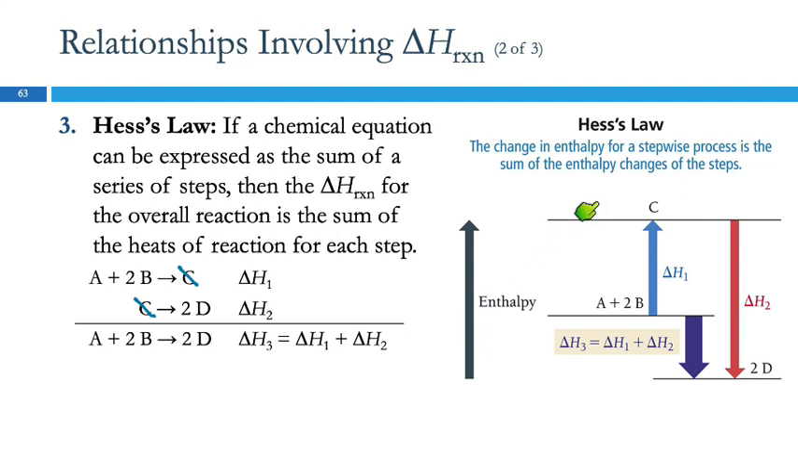So this is the book's attempt to try to show you this in a picture. So if we're starting here, and maybe this first reaction, the energy is going up, so that would be endothermic, energy coming in, so C is higher in energy. And then from C going to 2D, there's this big loss of energy.